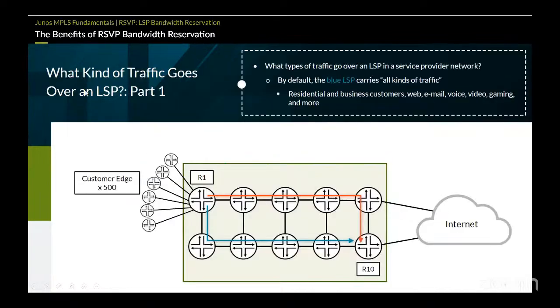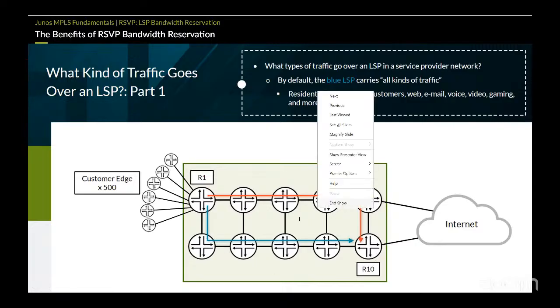So let's start. So what kind of traffic goes over an LSP? This is part one. So see the figure. And there are two lines. One is a red line, another is a blue line. Okay. And this customer is the CE router, and this is the B router, and this is the internet. Okay. So some traffic is forwarded from router 1 to router 5, and the blue line traffic forwards from router 6 to router 10. That is basically this topology.